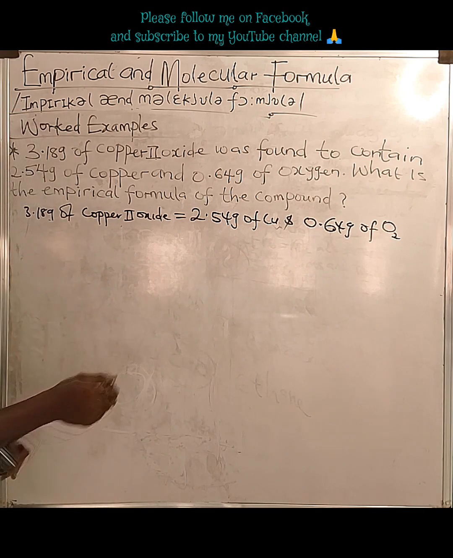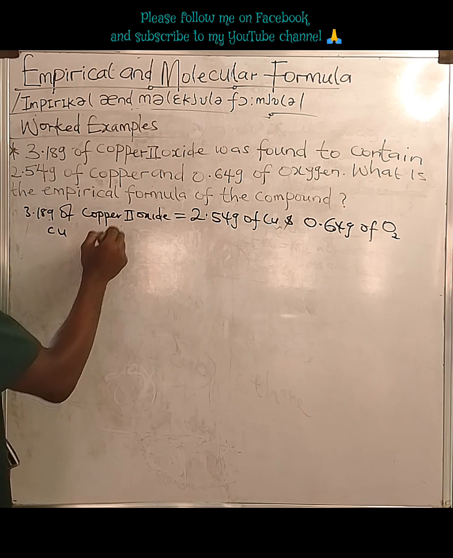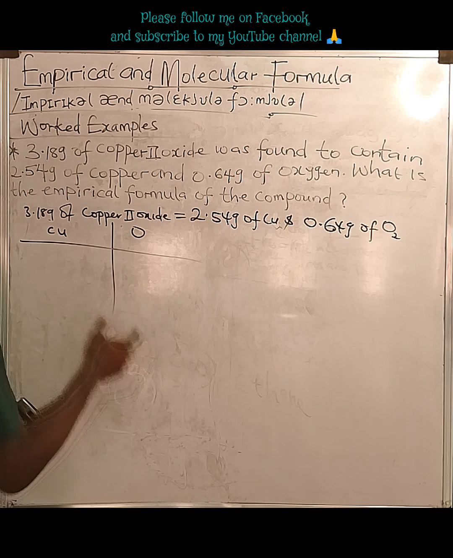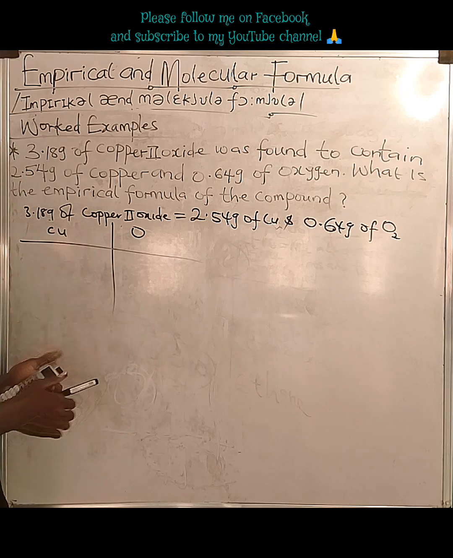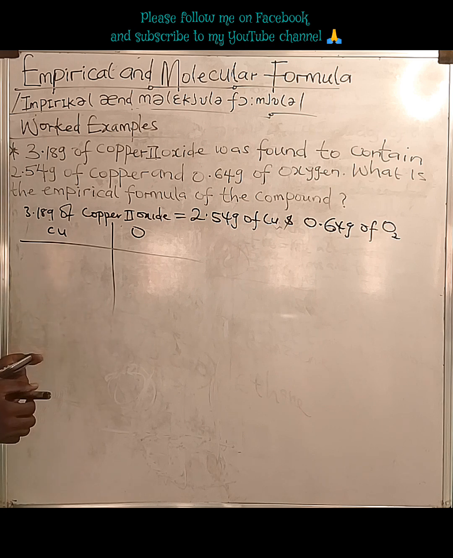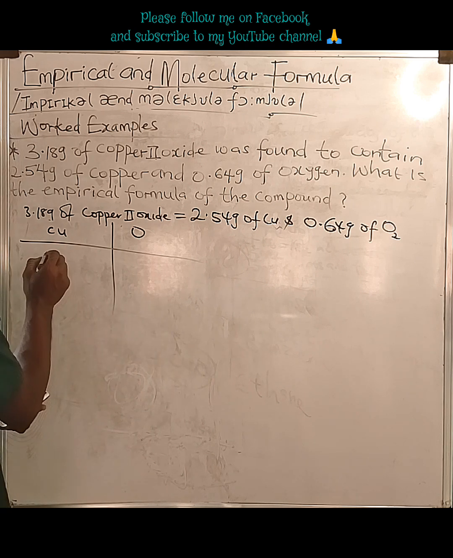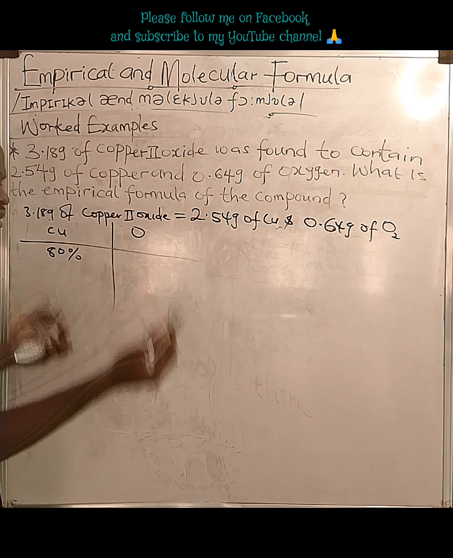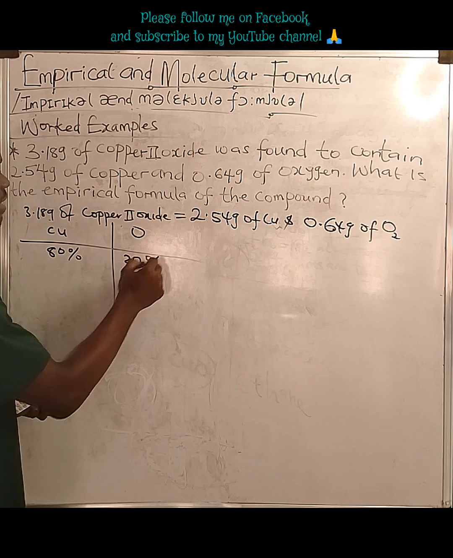So let's see how that will play out. This Cu here, this oxygen right here. When we talk about 2.54 gram of copper out of 3.18 gram of copper 2 oxide, what's the percentage? 2.54 divided by 3.18, times 100. Right here we have 79.87, which rounds to 80%. So you have 80% copper here. If you have 80% copper out of 100%, what we have right here is 20% oxygen.